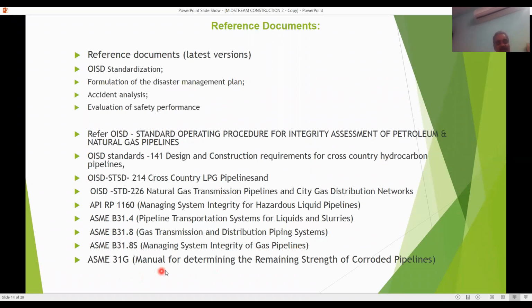ASME B31G, manual for determining the remaining strength of corroded pipelines. This is also most important, remaining thickness calculation. After a few years of service, maybe 15 years, 20 years, there will be degradation, internal corrosion or external corrosion. So for that corrosion, you can manually determine the strength of corroded pipelines.